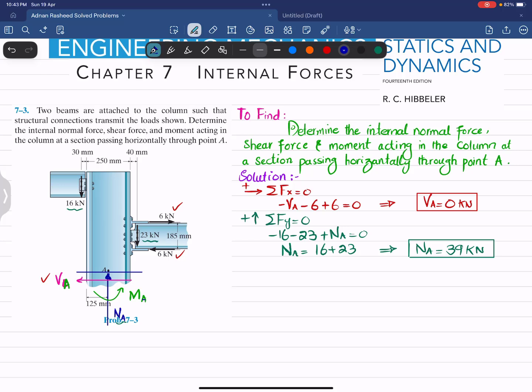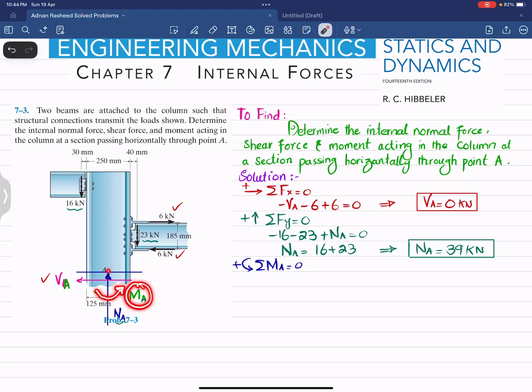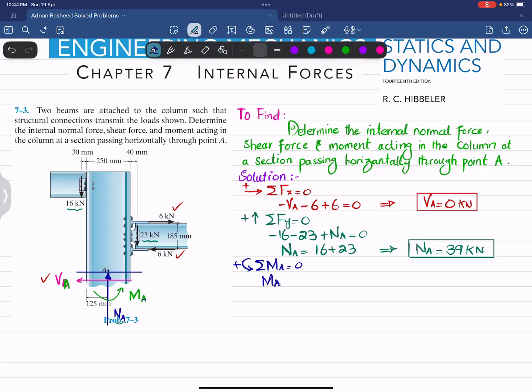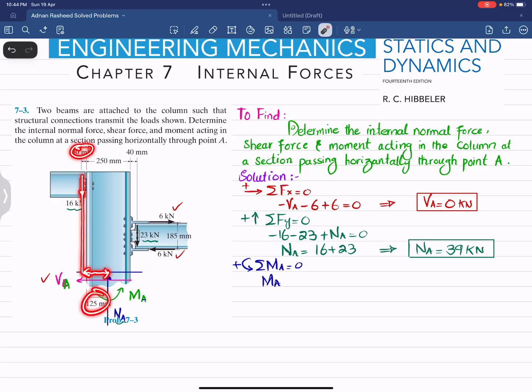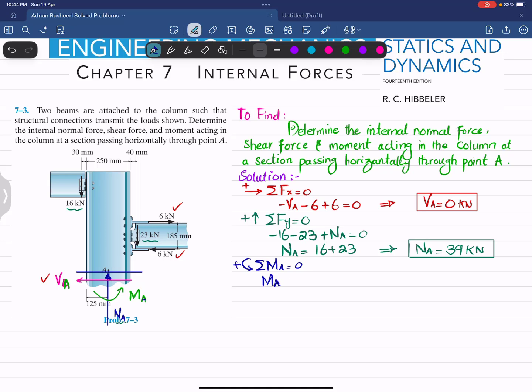So for that we will apply the equation that sum of all moments about point A is equal to 0, taking the counterclockwise moment as positive. So about point A, this moment is MA, which is taken as counterclockwise internal moment at point A. So I will write MA. The second moment is due to this load, which is 16 kilonewton load, and you can see the perpendicular distance between this load and this load is this one, which is 30 plus 125, which is 150, and 150 millimeter is actually in meter, it is equal to 0.150 meter.